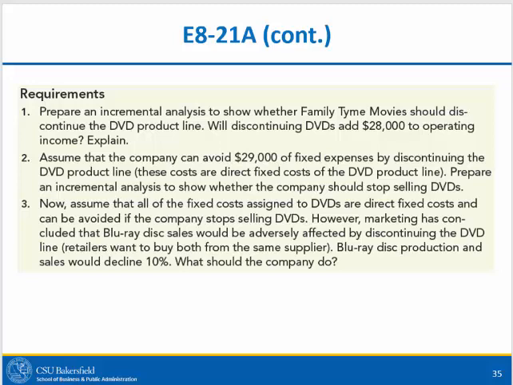Finally, assume that all of the fixed costs assigned to DVDs are direct fixed costs and can be avoided if the company stops selling DVDs. However, marketing has concluded that Blu-ray disc sales would be adversely affected by the discontinued DVD line, because retailers want to buy both from the same supplier, so Blu-ray production and sales would decline 10%. Then what should the company do? It sounds pretty challenging. There are so many questions being asked here, but that's very normal. In the business world, that's very typical.